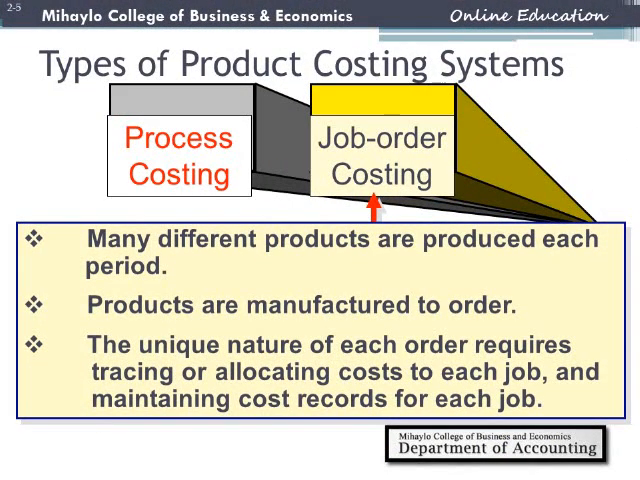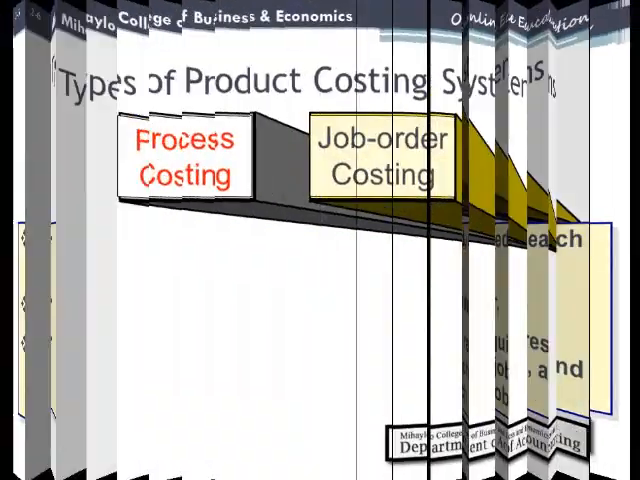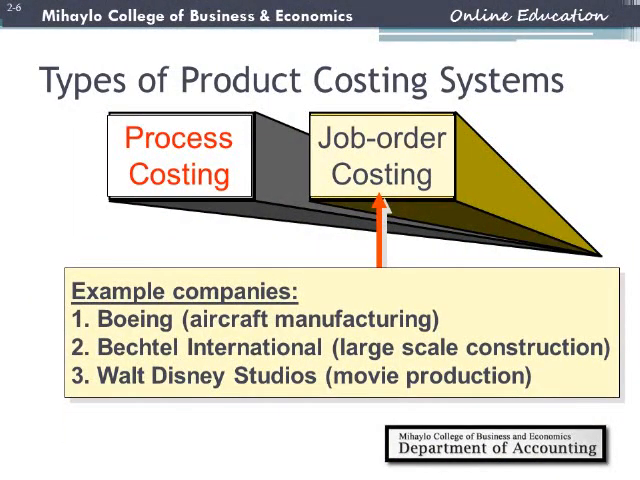A company would use a job order costing system when many different products are produced each period. The products are usually manufactured to customer specifications. The unique nature of each order requires tracing or allocating costs to each job and maintaining cost records for each job. Companies that may benefit from using job order cost systems include Boeing, Bechtel International, and Walt Disney Studios. Bechtel is probably the largest international construction company. The company works on huge projects that are unique to customer needs.